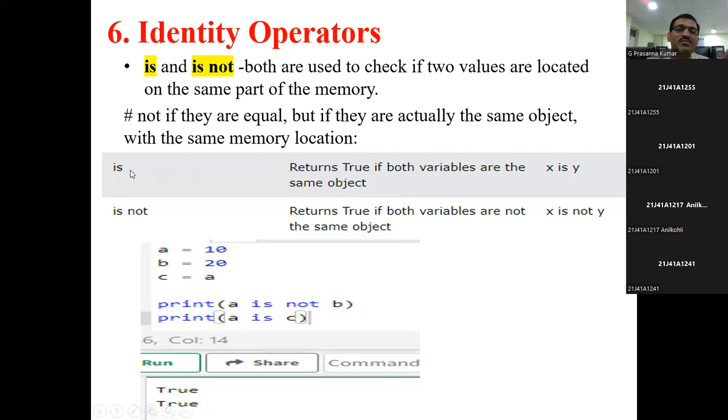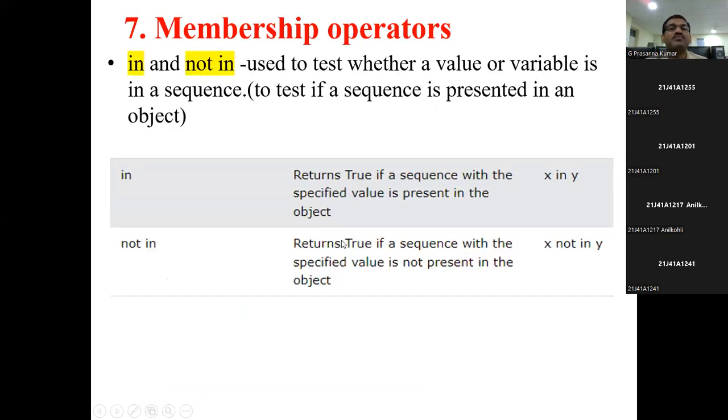If you use is, that is if A is C, if both are the same, then it gives true. If both are different, it gives a false result. Is not is the reverse of that. Is not returns true if both variables are not the same object. Okay, this is about the identity operators.